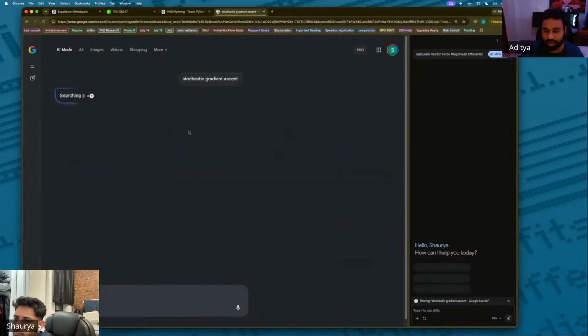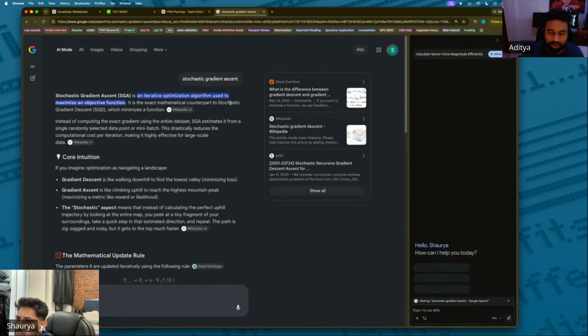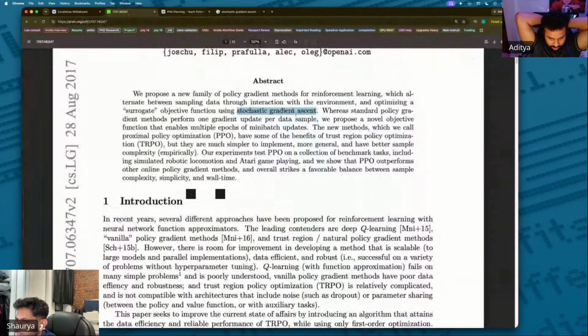You are saying you are trying to reach the valley. The goal is that we are trying to go inside the valley. So what happens is, it's an iterative optimization algorithm used to minimize or maximize an objective function. See, it's like walking downhill to find the lowest valley. Descent. So we are doing descent, right? Or ascent. Oh, my bad. We are doing ascent, bro. Ascent. My bad. Yeah, you're correct.